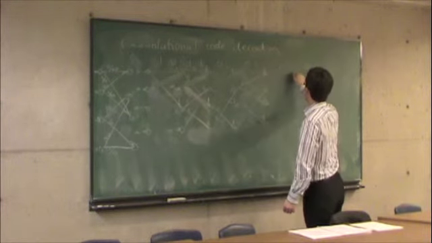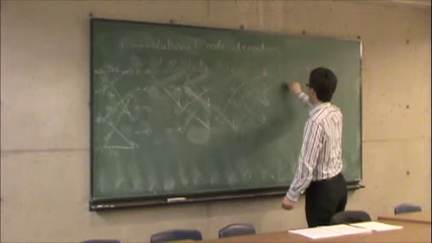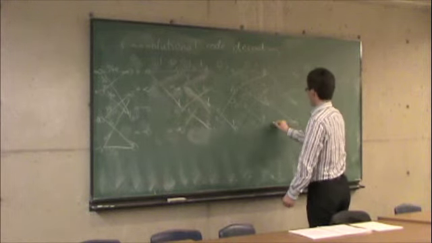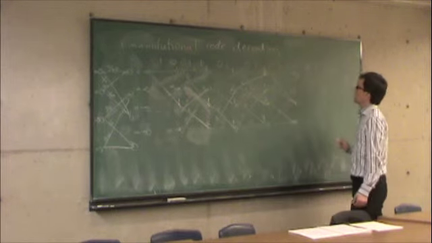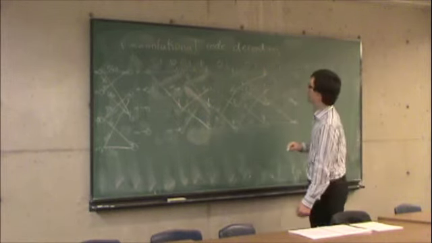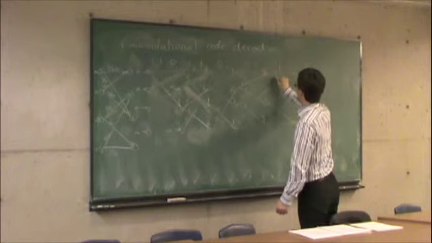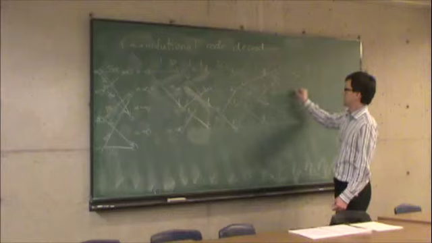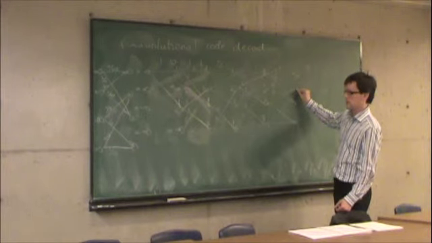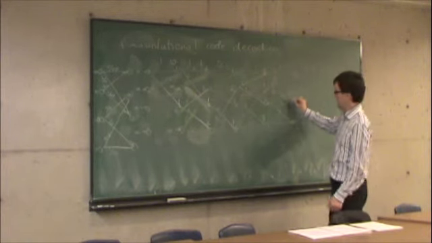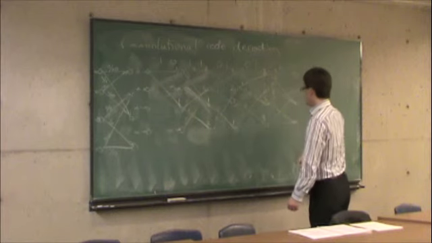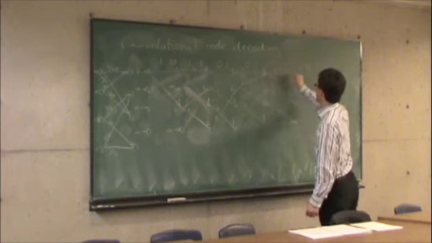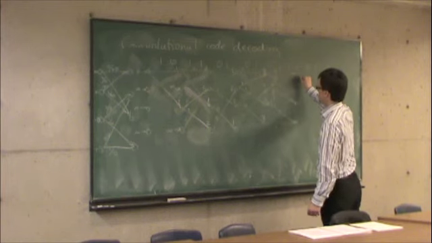Next stage. Errors here is 2, 0, 0, 2. How many errors along this edge? 1. And same for these. Okay, so survivor into here. 3 plus 2 is 5. 1 plus 0 is 1.